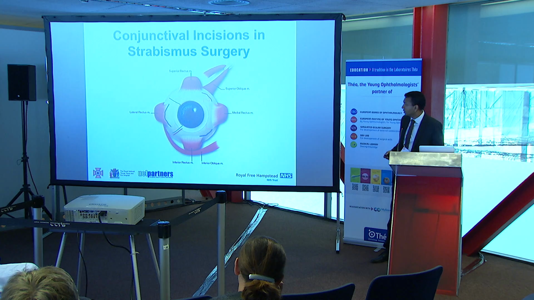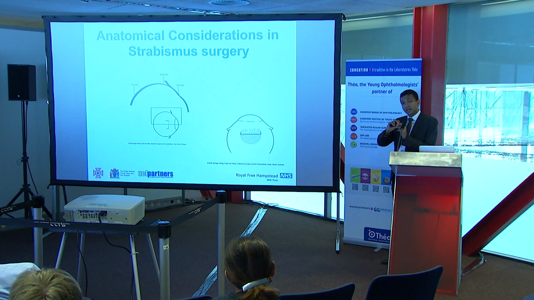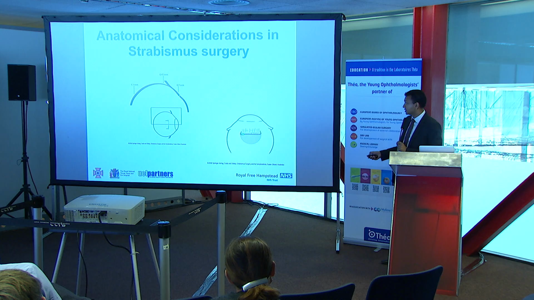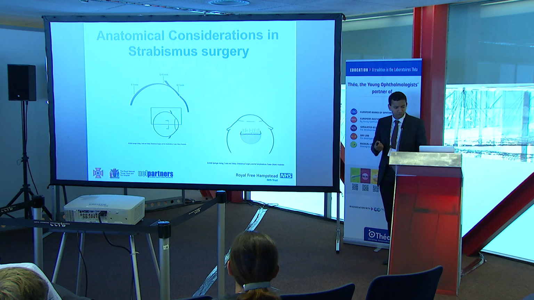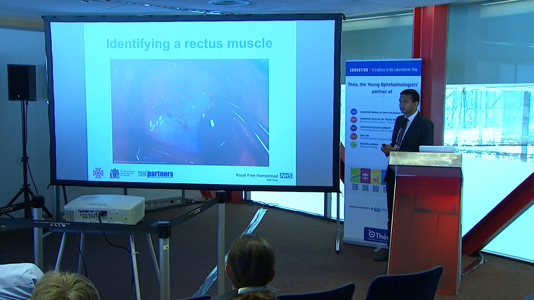Okay, so what are the other things to consider in strabismus surgery? The sclera doesn't have a uniform thickness throughout. Just at the front of the insertion is the thickest bit of the sclera. Just behind the insertion is the thinnest bit. So you have to be really aware of that when you do your suturing. So before you start, how do you identify a rectus muscle? Well, look at the eye under magnification. I use a microscope for strabismus surgery.